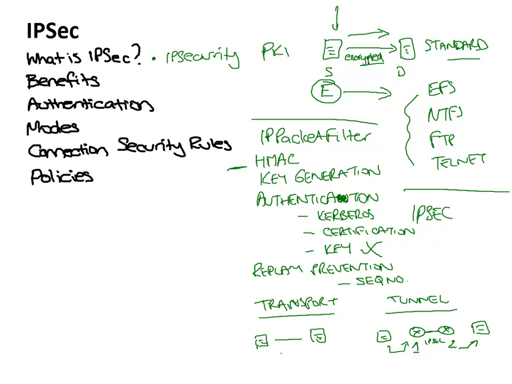So in short, with transport mode, encryption only occurs for the payload of the packet. All that header information is not encrypted. And in tunnel mode, the whole packet is encrypted from router to router. Now, in case you're wondering, in the vast majority of cases, the one you're going to be using is transport mode.